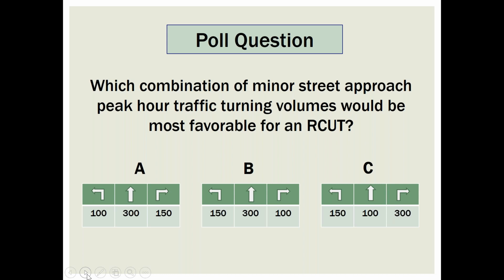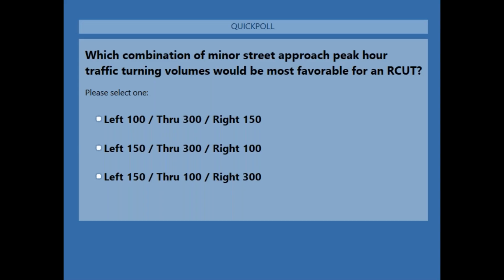So here's another poll question or another choice that we have. So this is minor street approach volumes, say peak hour minor street turning volumes. And we've got the left turns, the through movement from the minor to the other side minor, and the right turn. So between these three choices, A, B, and C, based upon those turning counts, what do you think would be most favorable for an R-CUT? So Paul, if you can go ahead and open the poll here. All right, it is open.